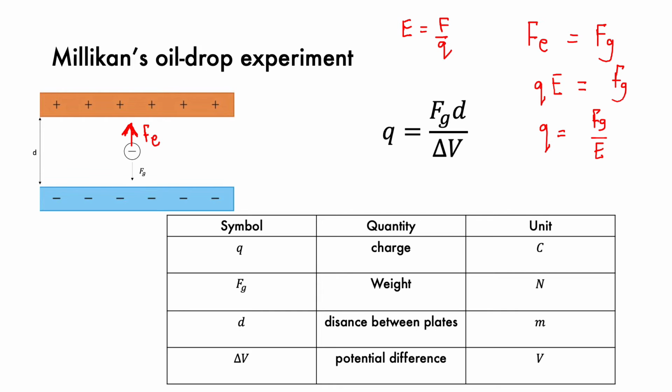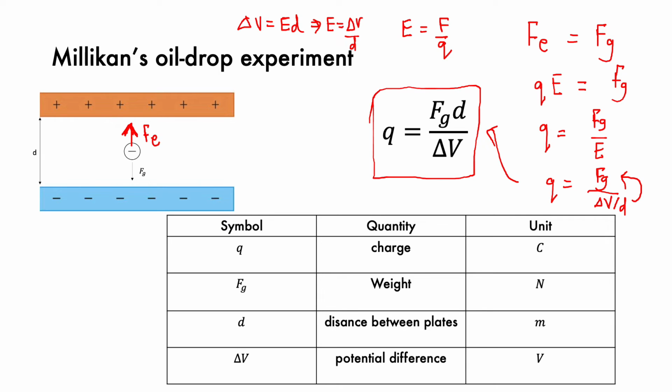And electric field can also be written in terms of potential difference. Let me just show you the formula here: delta V equals Ed. If you remember this formula from when we did electric potential, we can rearrange it for electric field, which will be delta V over d. If we write it here, delta V over d, this d will go up, and we get the formula as Fg d over delta V. Now we are interested in the formula itself. If you want to derive it, we can go through these steps and see how it is derived.